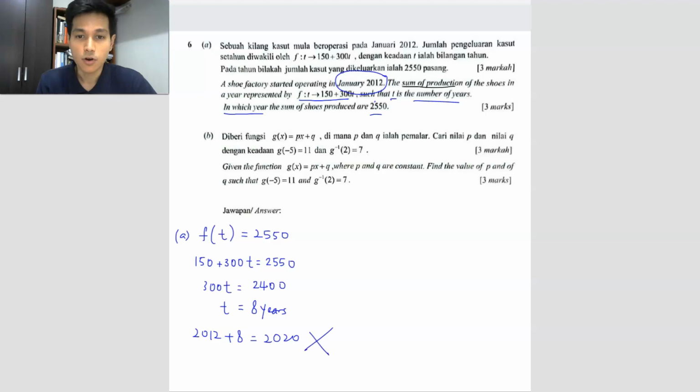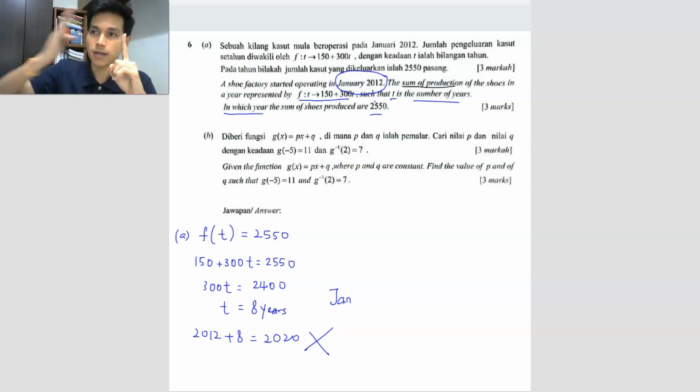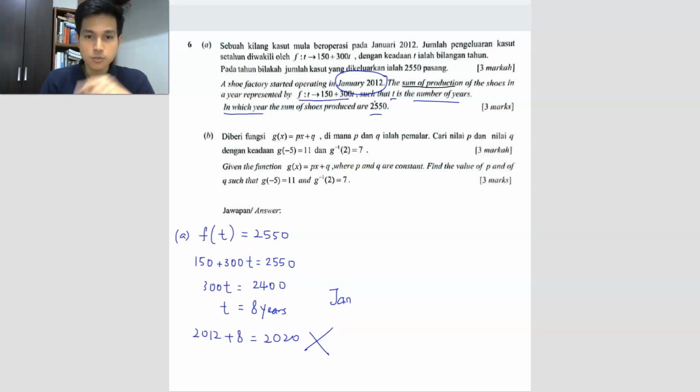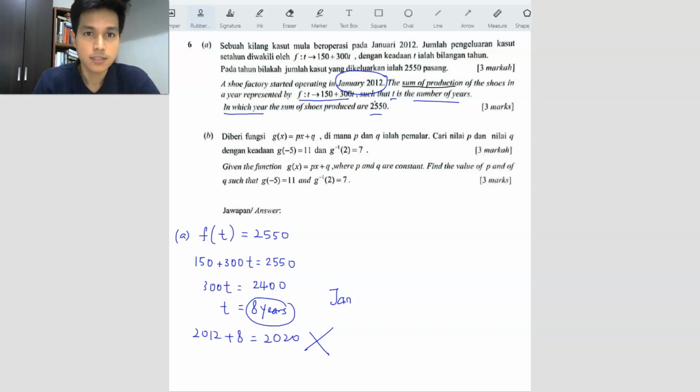The answer is wrong. Please take note. Why? Because we are starting in January 2012, so January 2012 until December 2012 is already considered 1 year. That means you have to add another 7 more years, not 8 years, because the total here is 8 years. So 2012 itself is considered 1 year already. So you still have another 7 more years. So instead of adding 8, you should actually add 7.